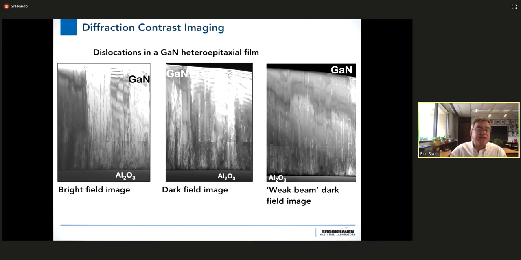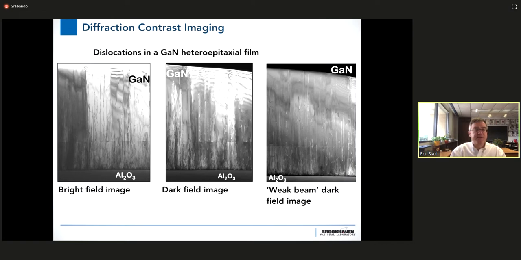You can again see a series of 3 types of images: bright field on the left, dark field in the middle, and a so-called weak beam image on the right. You can see several really interesting features. You see these black lines coming through the bright regions of the crystals on the left. Those are the dislocation defects.